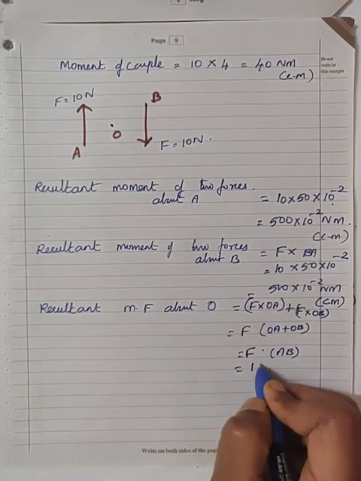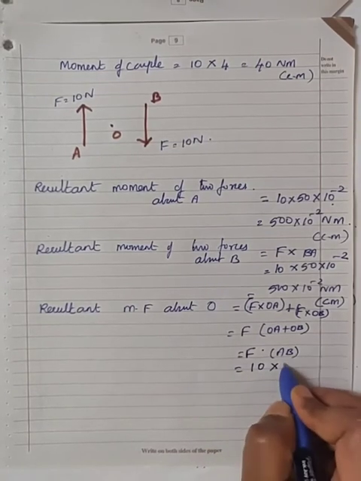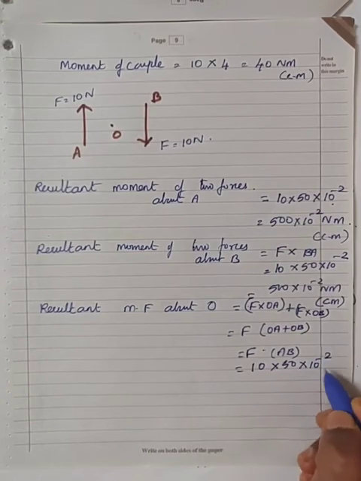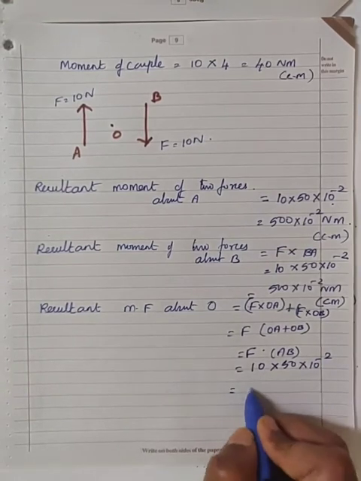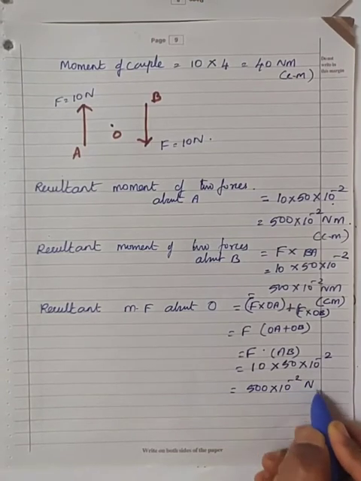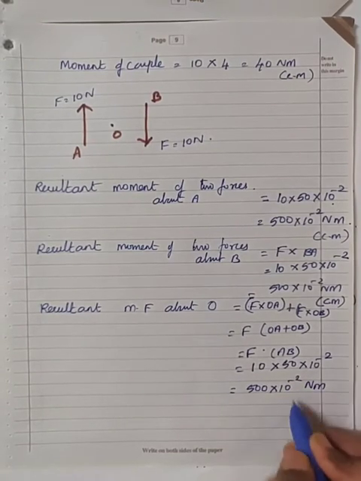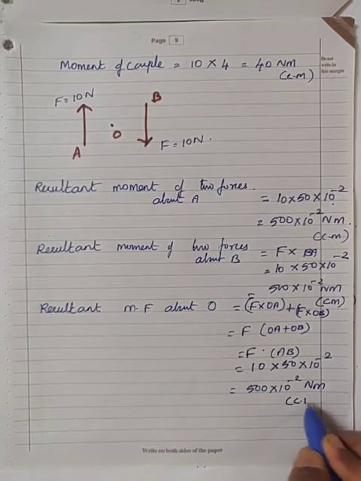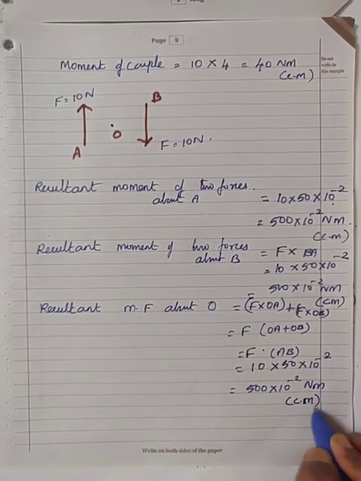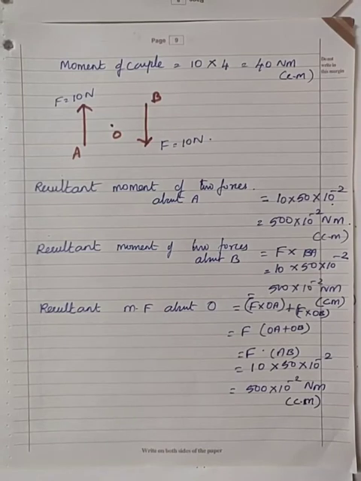F is given as 10 Newton and the distance between the two forces is given as 50 centimeter. So when we write it in meter, it is 50 into 10 power minus 2. So the answer is 500 into 10 power minus 2. The SI unit is Newton meter, and the moment of force will be in the clockwise direction. So I can write it as the clockwise moment. Okay. Come to the seventh question.